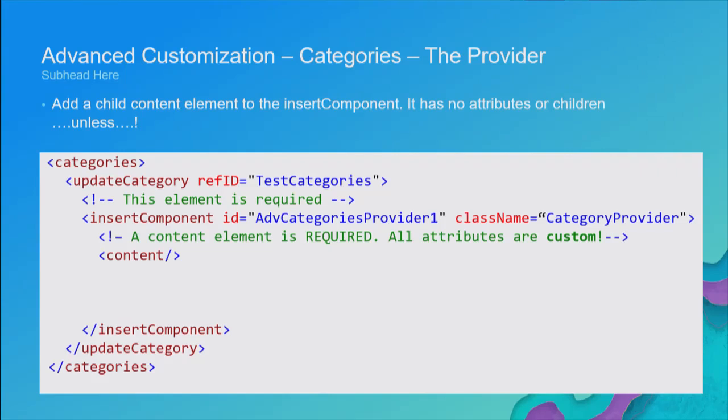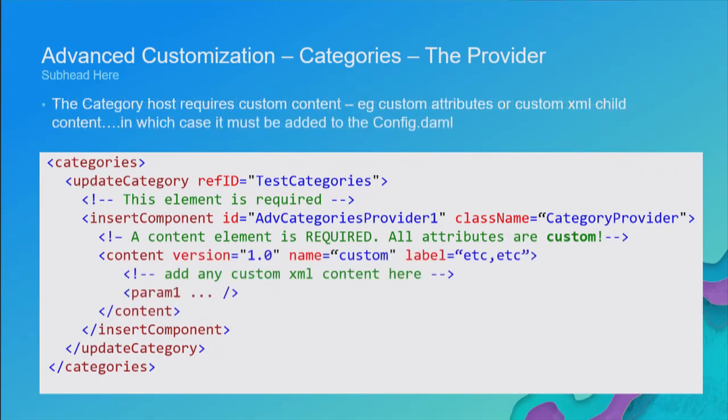The host can also have optional XML attributes, XML content, whatever. So in this case, the host says, well, providers have to give me a version, a name, and a label, description, whatever. Okay? So these are just arbitrarily added to that content element. And then it's got an arbitrary child element called param1. We'll see how you retrieve that.